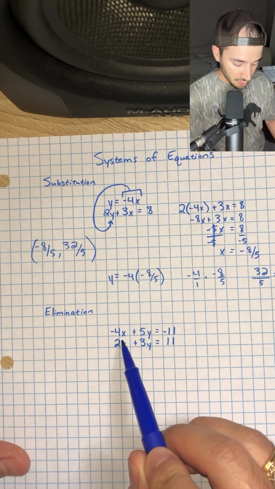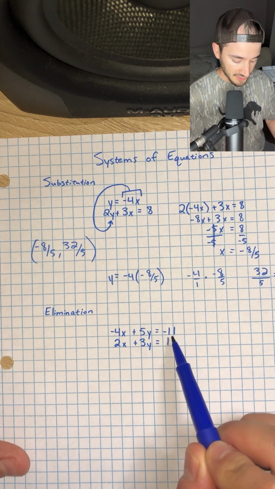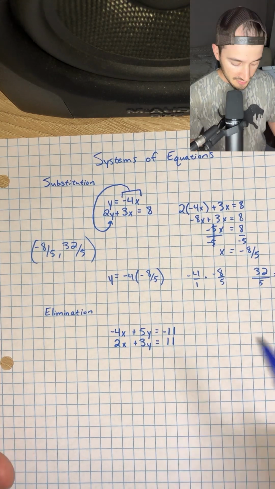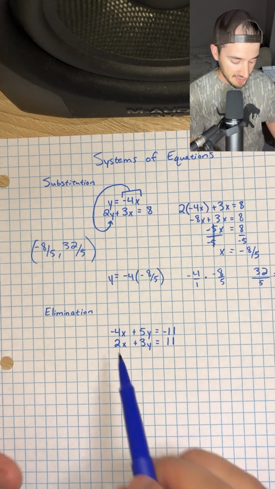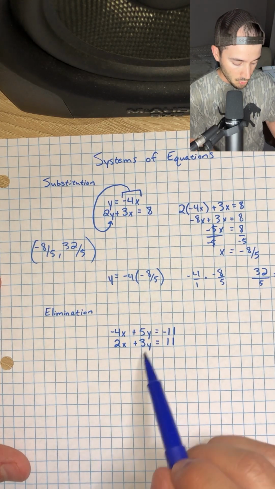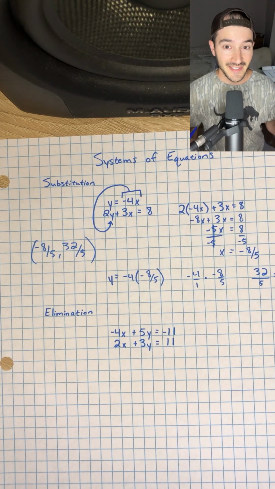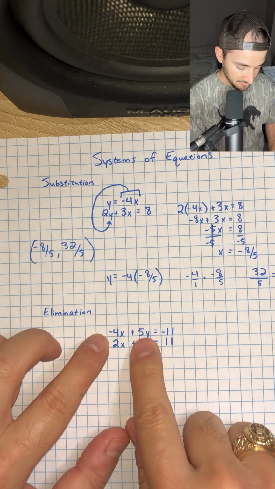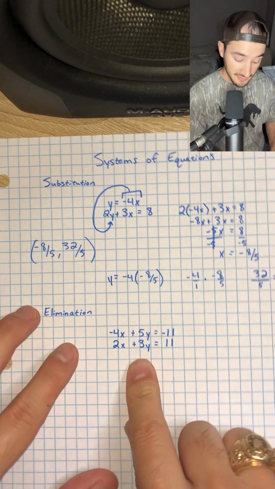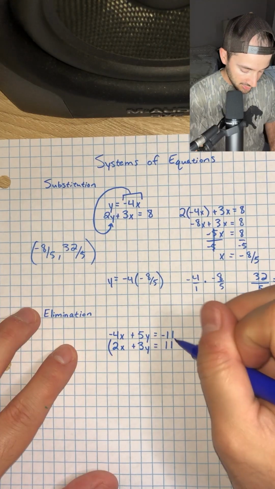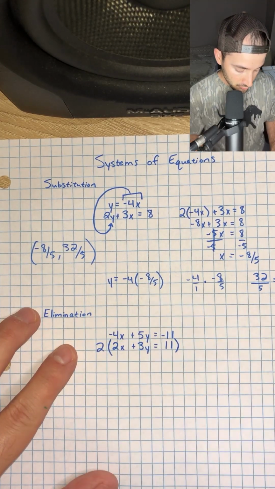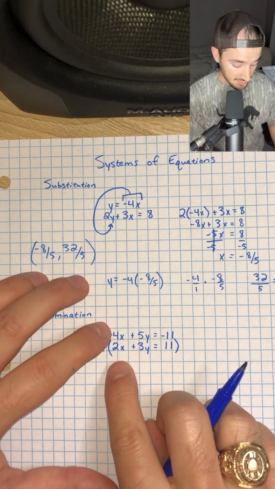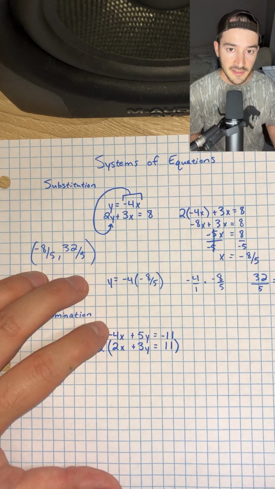So we have negative 4x plus 5y is equal to negative 11, and then we have 2x plus 3y is equal to positive 11. So the whole thing with elimination method is we want to eliminate either the x or y variable by having coefficients that can cancel out. Okay, so negative 4 and 2 are not going to cancel out. 5 and 3 are not going to cancel out. But if I multiply everything in the second equation by 2, okay, notice that 2 times 2x would be positive 4x, and then 4x and negative 4x would cancel out if we add them.